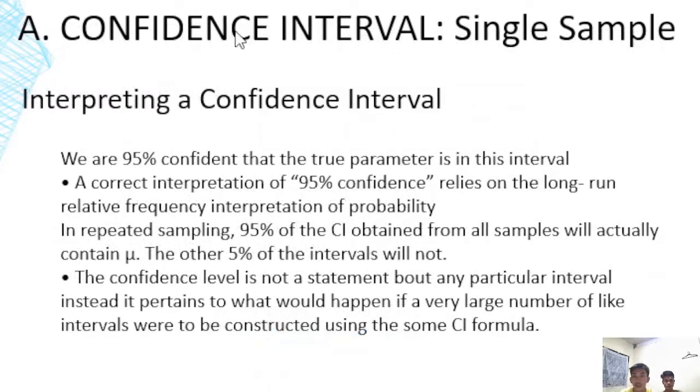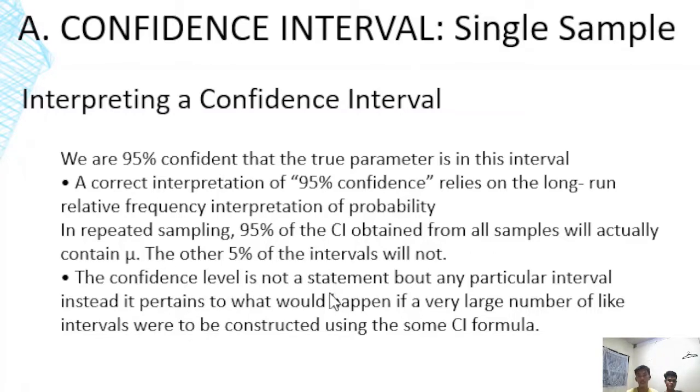Next, confidence interval of single sample pa rin. Interpreting a confidence interval: we are 95% confident that the true parameter is in this interval. A correct interpretation of 95% confidence relies on the long-run relative frequency interpretation of probability in repeated sampling. 95% of confidence intervals obtained from all samples will actually contain mu. The other 5% of the intervals will not.